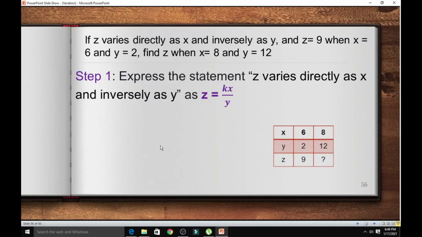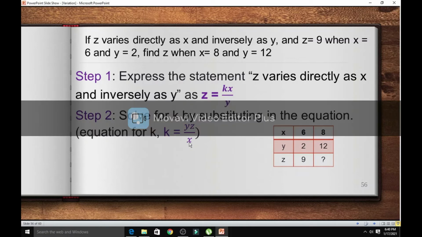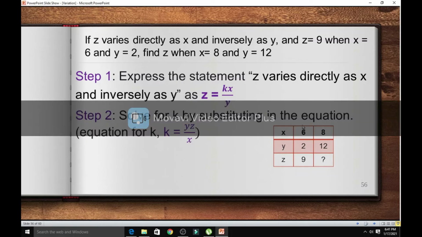Okay po? So, step number 2 is solve for k by substituting in the equation. So, ano ba yung equation for k natin? Ano ba yung kasama ni k dito? X. Si x ilalagay natin sa denominator. And then, we will get the product of z and y. So, that is yz. So, our equation for k is equal to yz over x. Ngayon, para mahanap natin si k, gagamitin natin tong equation for k by substituting the values of x, y, and z. Ang una natin gagamitin itong tatlo, yung 6, 2, and 9.